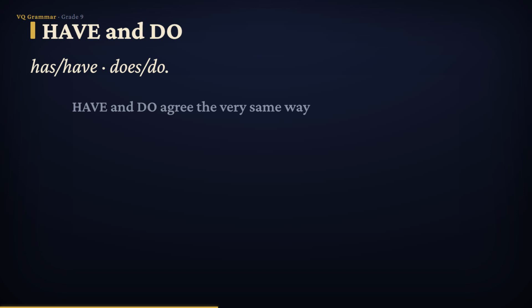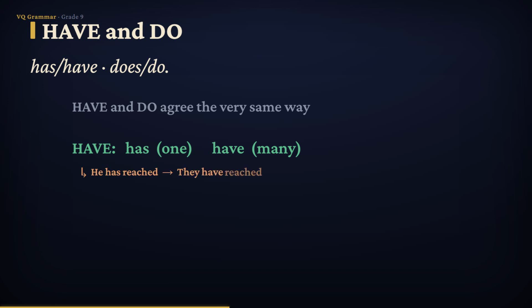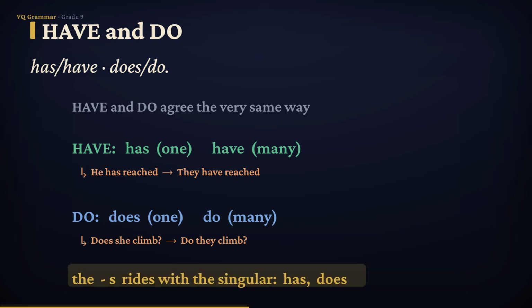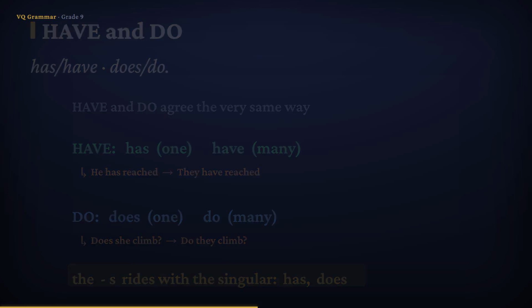Have and do play by the same rule. Have becomes has for a single subject, and have for a plural one. He has reached the summit, but they have reached it together. Do splits into does and do. Does she climb, but do they climb? And notice the pattern one last time. The S rides along with the singular every time. It's has and does for one subject, but have and do for many.